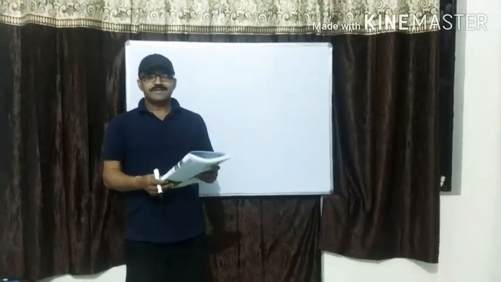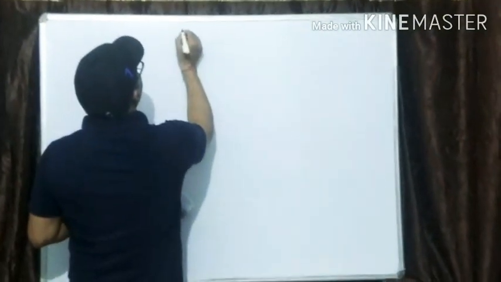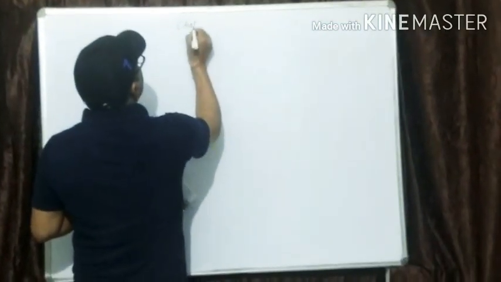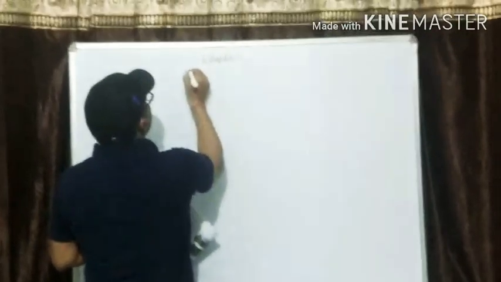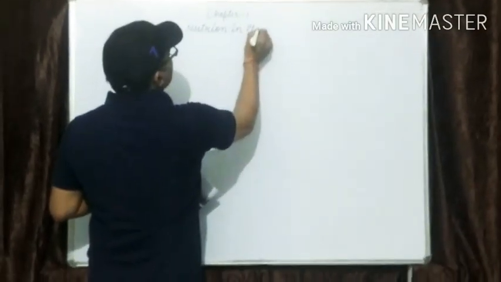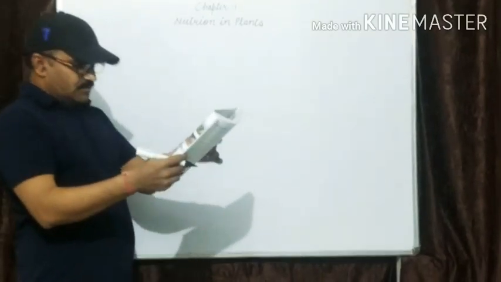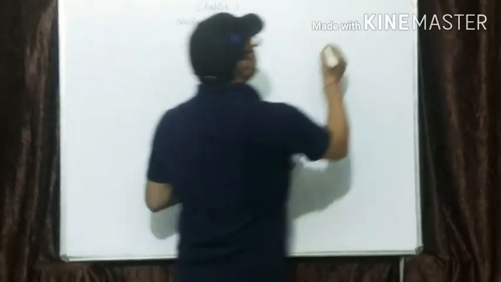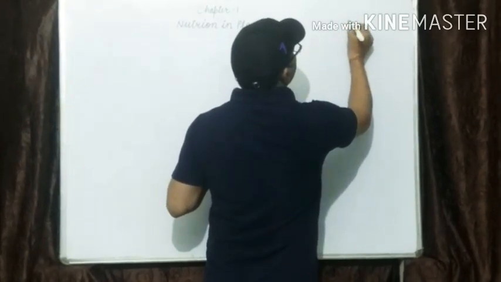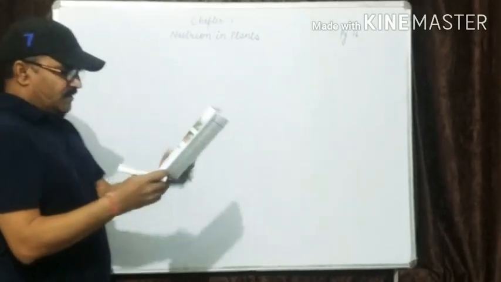Today we will solve the exercise of lesson 1, Chapter 1, Nutrition in plants. First of all, we solve the fill in the blanks of page number 16. Page 16. First, fill in the blanks.